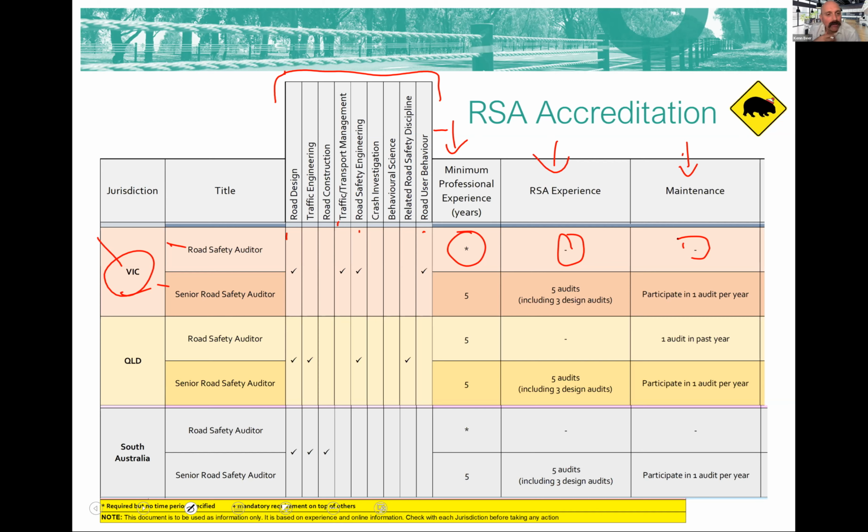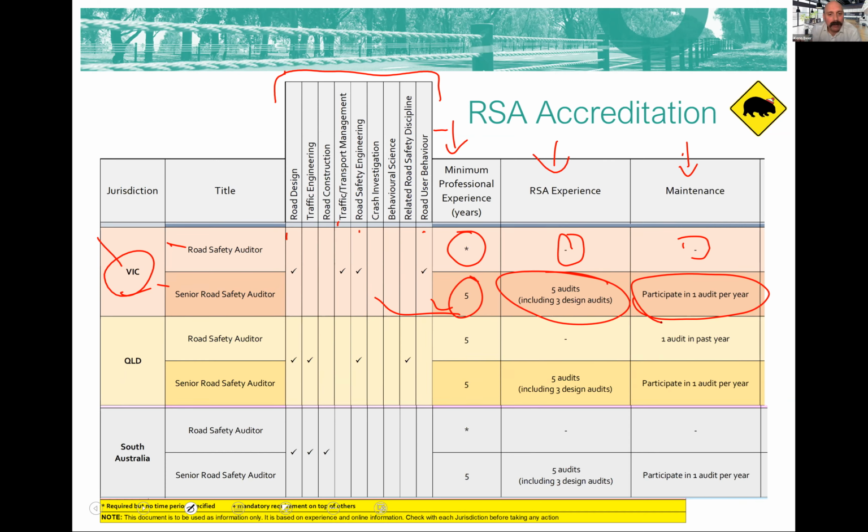To graduate though from road safety auditor status to senior status, you need to now have 5 years worth of professional experience in one of those categories. You need to have undertaken 5 audits, 3 of which are at design stage. So you can't just do all traffic management audits, or you can't do all existing conditions audits. So 3 of them have to be design. And you have to do or participate in 1 audit per year.